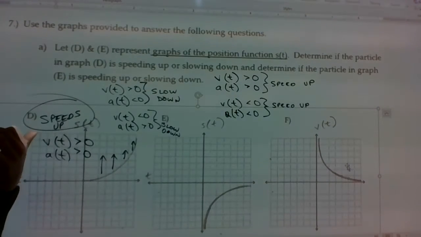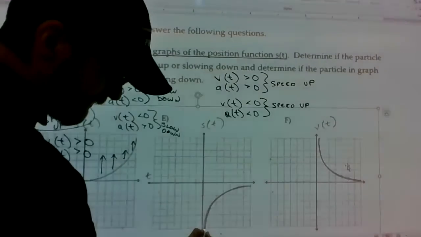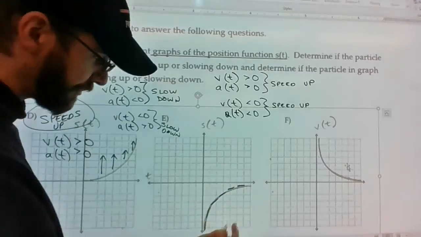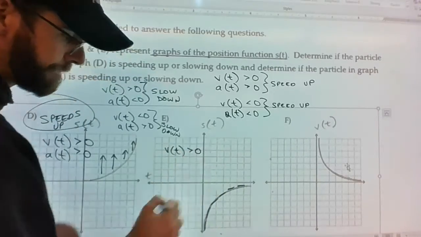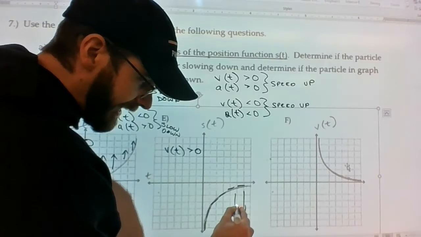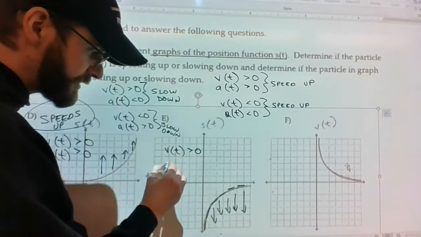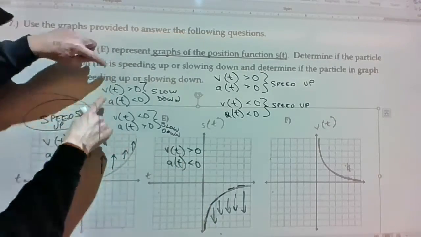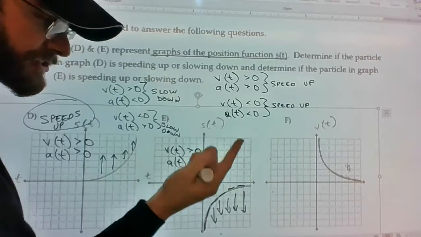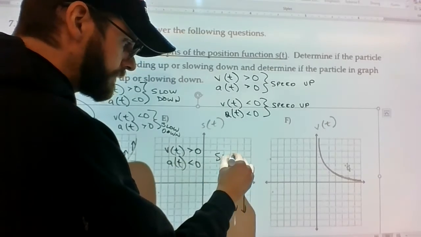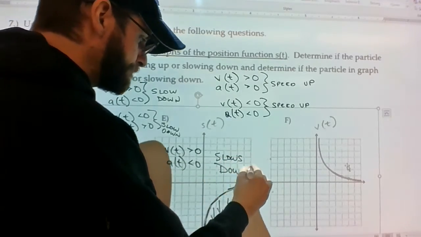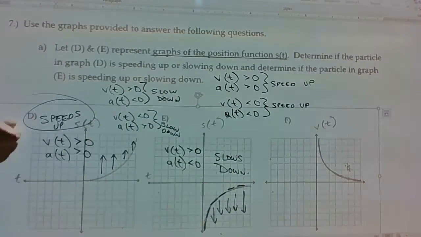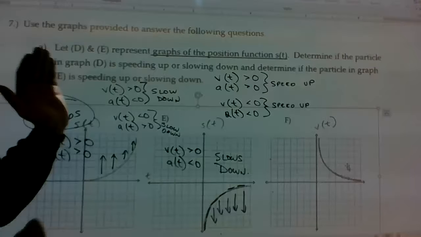So then when you get a position function like E, the slopes of the tangent lines are all positive because it's an increasing function forever. So the velocity's positive. The acceleration, it is concave down, so the acceleration would be less than 0. This graph is slowing down. Okay. So I believe that answers the question for part A. The graph for D is speeding up. The graph for E is slowing down.